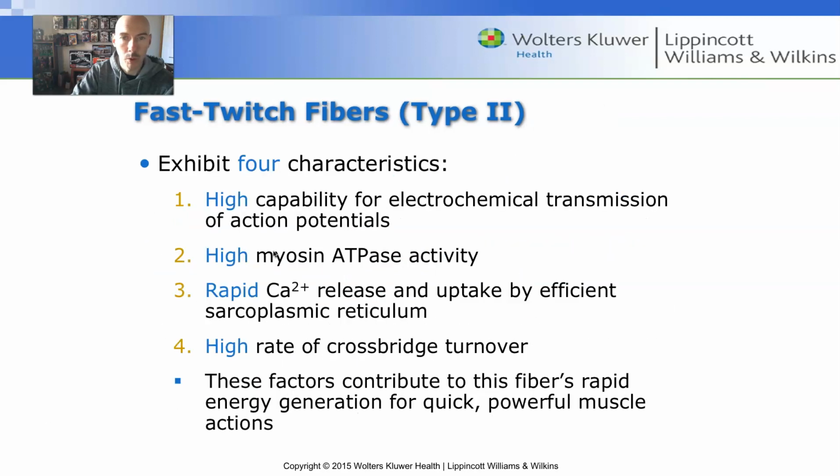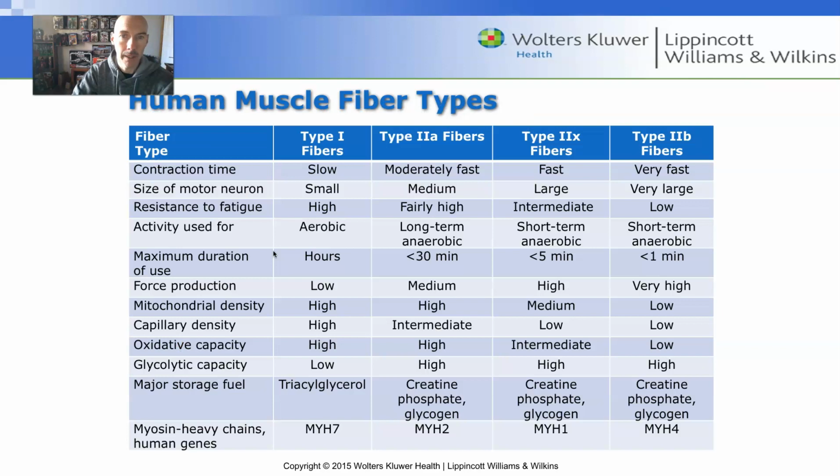Let me just go back and say one thing before I wrap it up. Type 2A is sort of like a hybrid fiber. Type 2A has characteristics of both type 1 and type 2X, right? So a lot of people think type 2A is kind of like the super fiber because it has good force production, but it also has good resistance to fatigue, right? It's sort of the happy medium between the two fiber types.